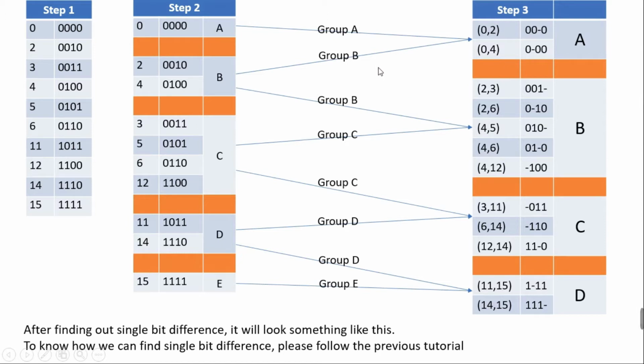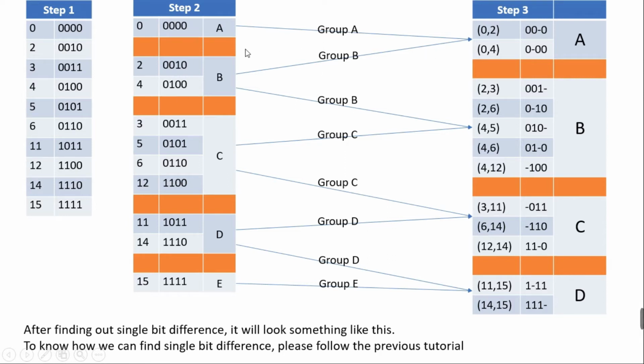So let me just explain a bit how we actually got these numbers. Here we can see that in group A we have 0, and in group B we have 2 and 4. So we're gonna compare the binary number of 0 with the binary numbers in group B. We're gonna compare the binary number of 0 with the binary number of 2, and we're gonna compare the binary number of 0 with the binary number of 4.